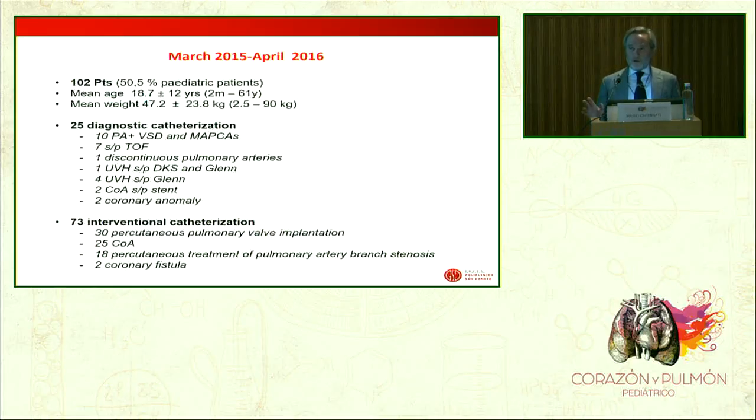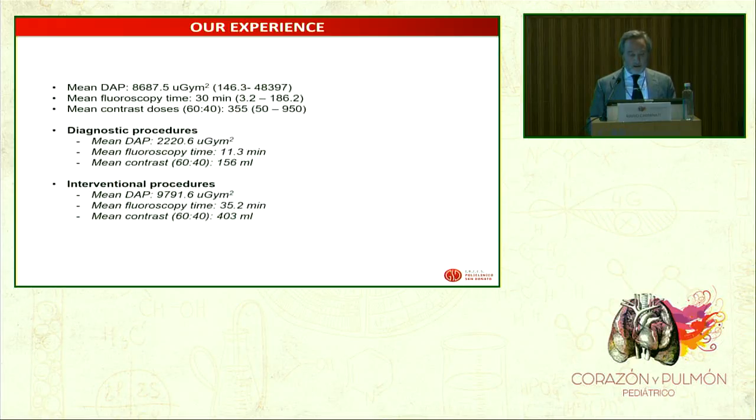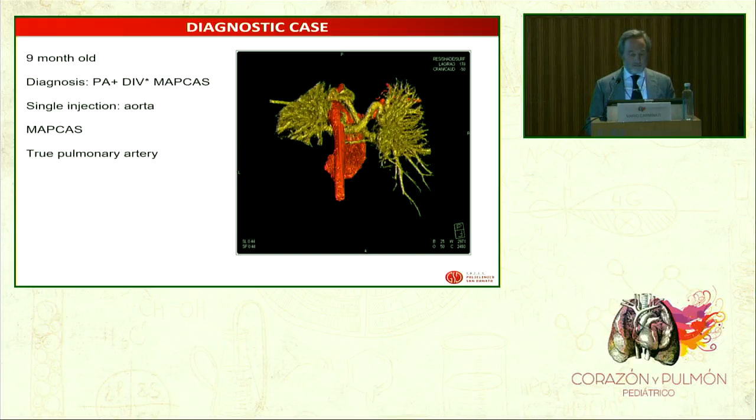This is our first year experience, from March 2015 to 2016, doing rotational angiography in more or less 100 patients. You see the diagnostic catheterizations we did, particularly pulmonary atresia, VSD, and MAPCAs, or univentricular heart with Glenn anastomosis, etc. And interventional procedures, particularly pulmonary valve implantation, coarctations, and stents in pulmonary branches. And the doses we have given to the patient are not as high as with biplane angiogram.